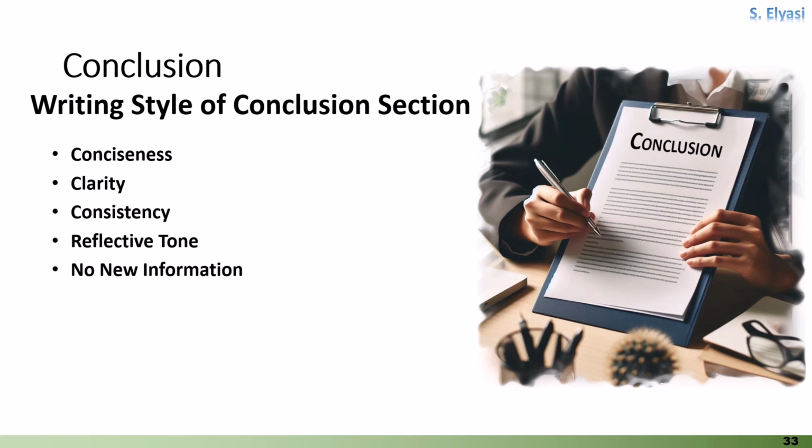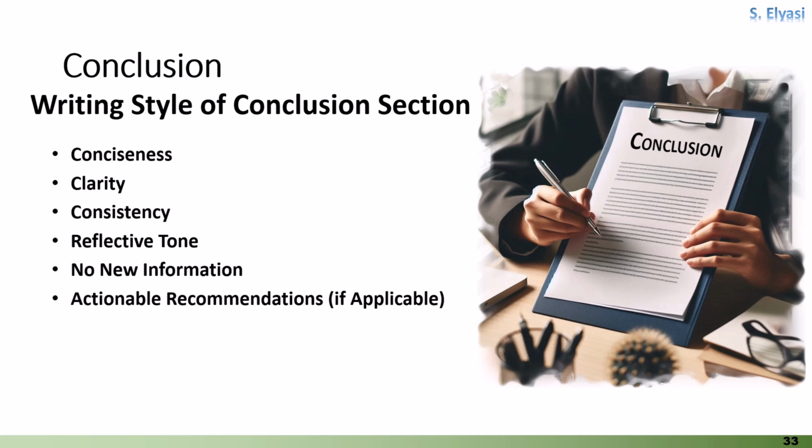No new information. A key guideline for writing conclusions is to avoid introducing any new information, data, or arguments. The conclusion is meant to summarize and close the discussion, not extend it. Introducing new information can confuse readers and leave the article feeling incomplete or unresolved. Instead, the conclusion should rely on information already presented, weaving it together to reinforce the central points of the article. This ensures that the article ends with a sense of completeness and finality.